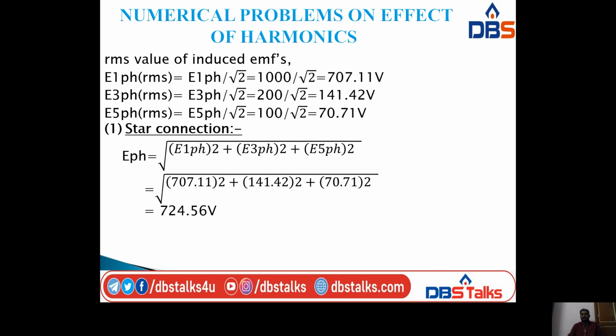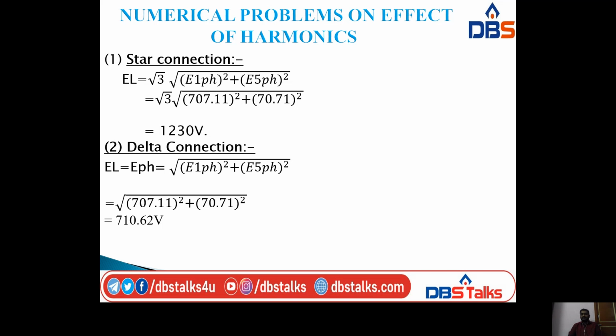And for the star connection, we have E phase is equal to root of E1 phase whole square plus E3 phase whole square plus E5 phase whole square. So you know the value for E1 phase, that is 707.11 whole square plus E3 phase, that is 141.42 whole square plus 70.71 whole square, that is E5 phase whole square value. In total we have E phase value for the star connection 724.56 volts.